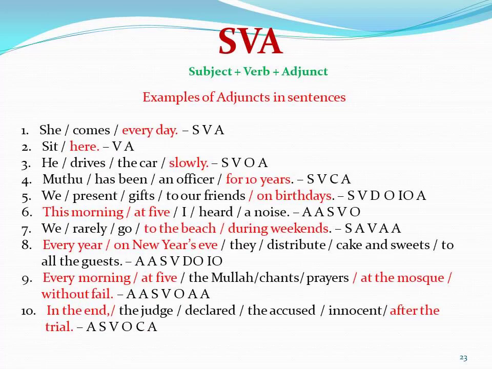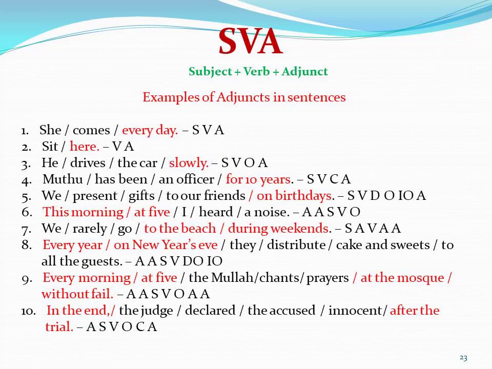Let us see the formation of adjunct in sentences. First one, she comes every day. Here, every day is the adjunct. Second one, sit here. Here, the word here is the adjunct. Third one, he drives the car slowly. In this example, slowly is the adjunct. Fourth one, Muthu has been an officer for 10 years. Here, for 10 years is the adjunct. Fifth one, we present gifts to our friends on birthdays. Here, on birthdays is the adjunct.